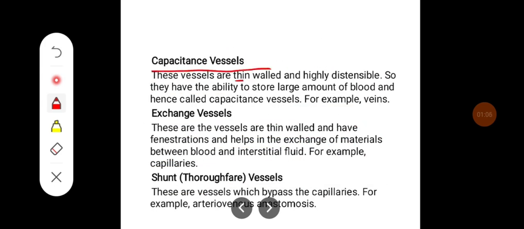Capacitance vessels are thin-walled and highly distensible, so they have the ability to store a large amount of blood and hence are called capacitance vessels, for example veins.